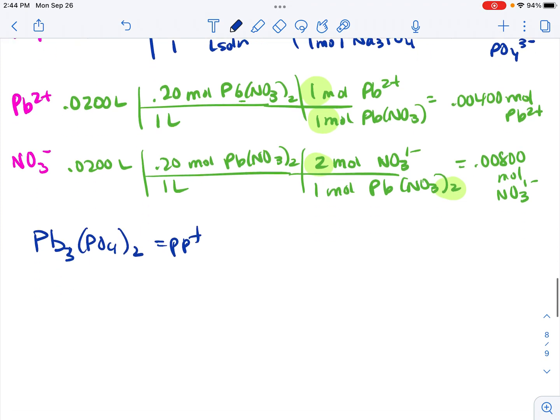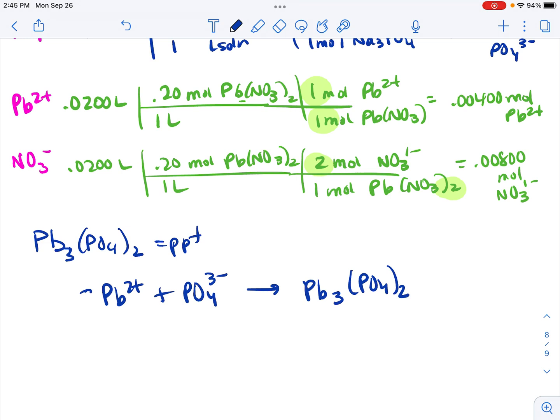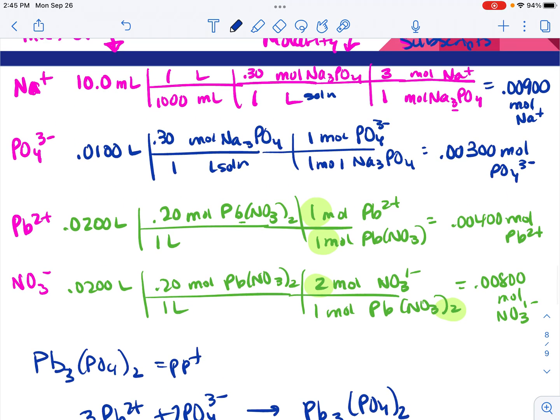So I need to write my net ionic equation to form lead 2 phosphate. And that means that I need lead 2 ions and I need phosphate ions. And this would be 3 lead 2 ions and 2 phosphate ions from the subscripts. Those become the coefficients on my ions, all right? This means that I can look at this list right away and identify the sodium as a spectator and the nitrate as a spectator, because they're not going to be part of the precipitate.